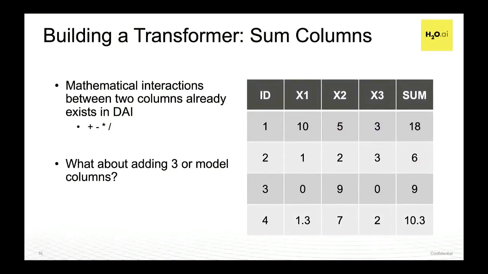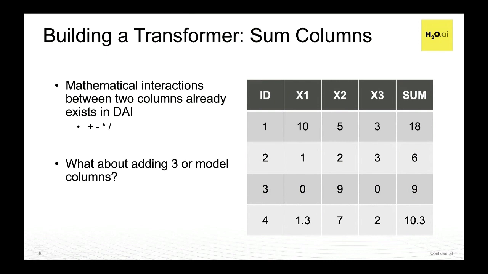So the transformer we're going to build today is a summation of multiple columns. By default, Driverless AI comes with mathematical interactions, and it will already take two columns and add them, subtract them, multiply, and divide them. But we might want to add up more than two columns. So what we're going to write today is a function that will take three or more numeric columns, and it will just add them up and give us the sum. So in this case, we're taking x1, 2, and 3, and we're adding it up to get these numbers. So 10, 5, and 3 is 18, and this would be our new column, which might be predictive in our model.